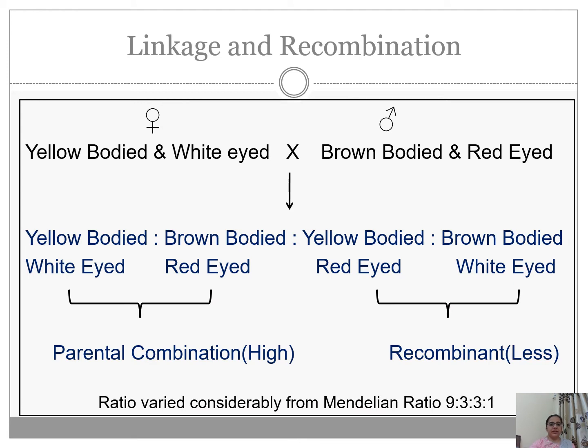While studying this, Morgan observed when yellow-bodied and white-eyed males are crossed with brown-bodied and red-eyed females, then in the progeny, parental combinations are higher in number and recombinants are very less. So this ratio varied considerably from the dihybrid cross of Mendel, that is 9:3:3:1. So Morgan concluded that certain genes try to remain together.